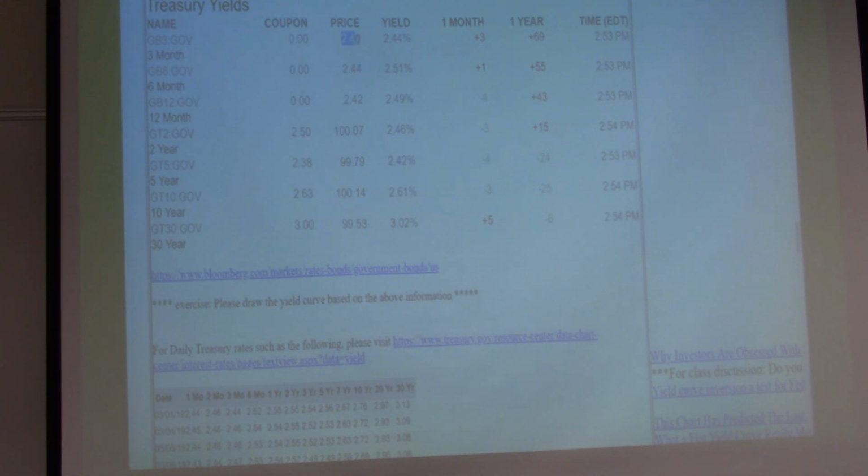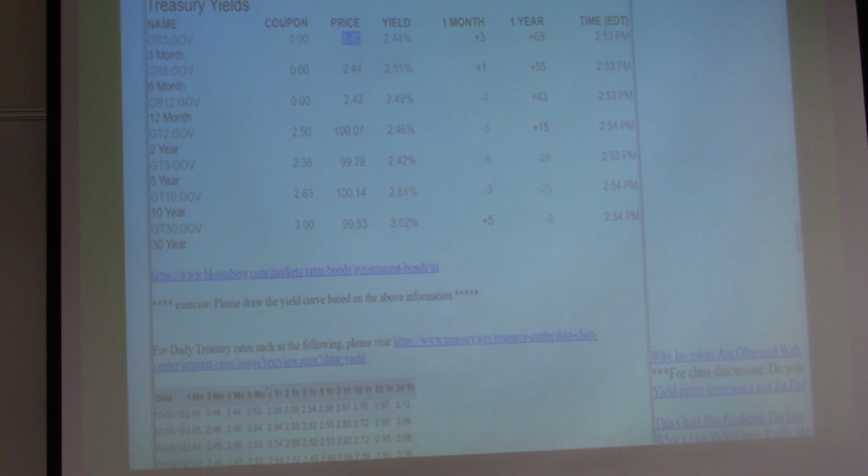But the price, I need to figure out what this price means, 2.4. So anybody else familiar with Treasury security? Price is 2.4, it should be around 100. Can somebody help me? Should be around 100. So the price should be how much? We can calculate the price, because we know the yield, so we should know the price.